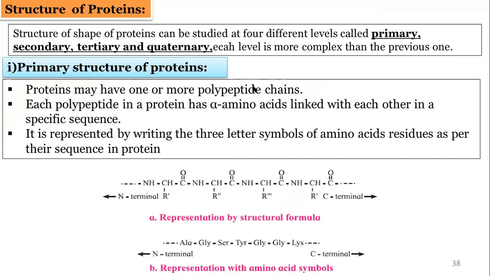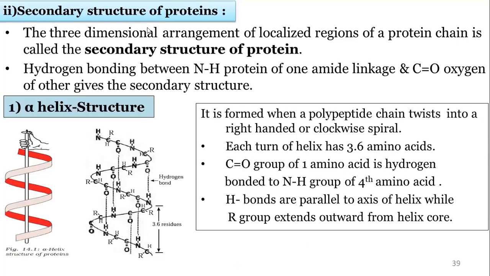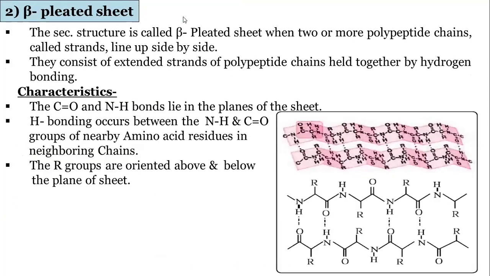Structure and shape of proteins can be studied at four different levels. They are called the primary level, secondary level, tertiary level, and quaternary level. These are the four protein structures. Each level becomes more and more complex. For this year only, due to the COVID situation, only the primary structure of proteins is kept for the examination. The secondary structure is not included. It is deleted.